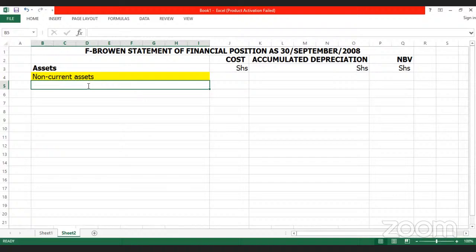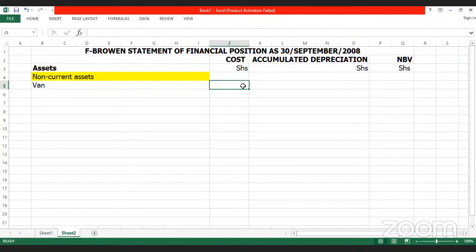Harriet, NBV is net book value. That is cost minus accumulated depreciation. That value is what you come up with after deducting the depreciation of the asset from its cost. That is what we call net book value. Okay. So how much is the cost of the van? 5,610. That is the cost of the van.